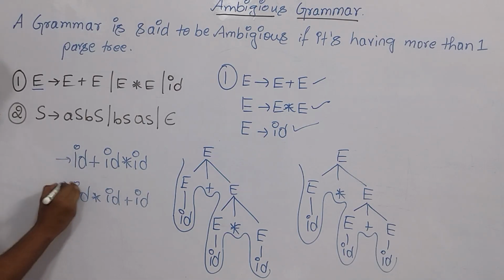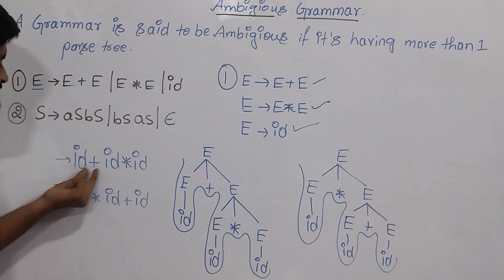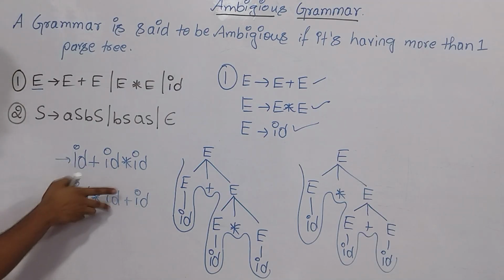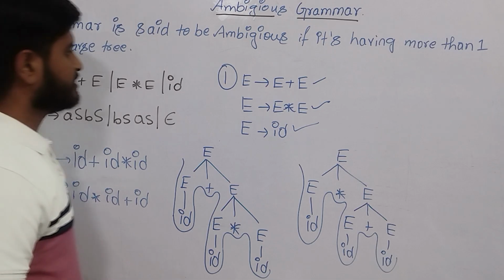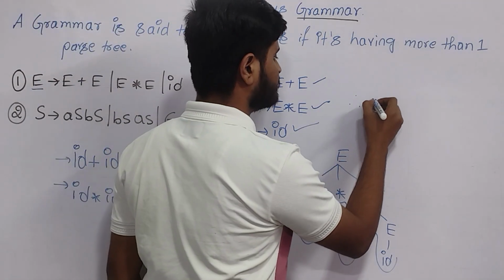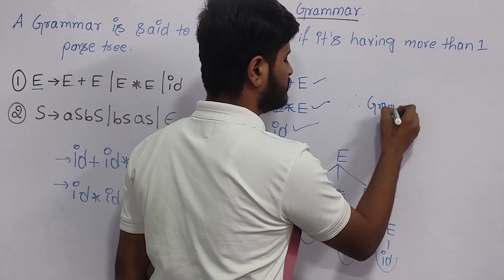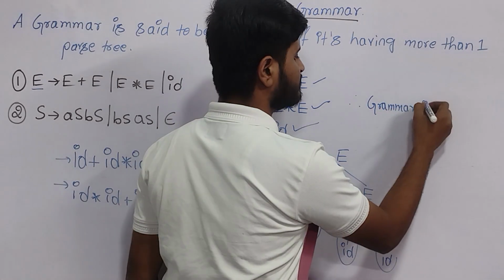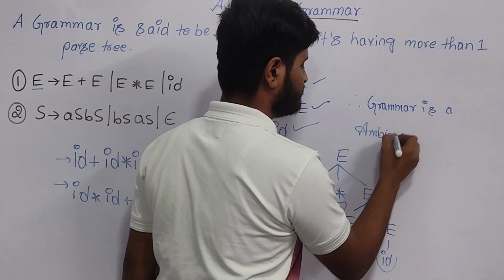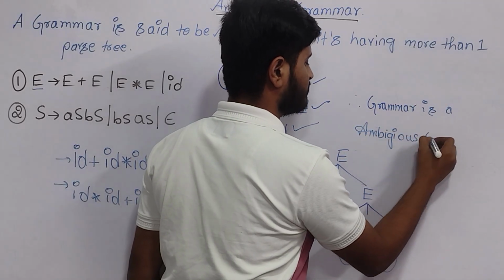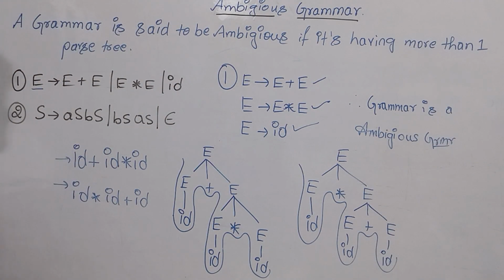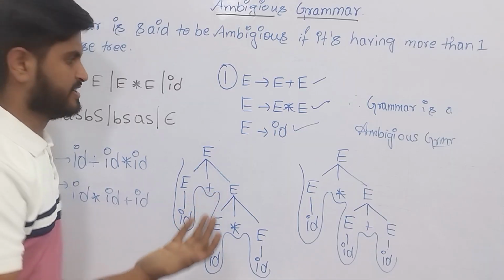If you compare both these strings, ID plus ID star ID and ID star ID plus ID, both of them are different. So you can tell that the given grammar is ambiguous. Therefore the grammar is an ambiguous grammar. Let's solve another question, and you will get the understanding much easier.